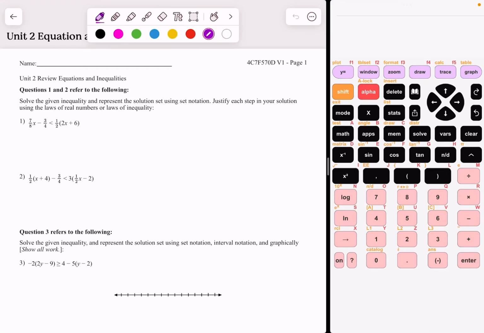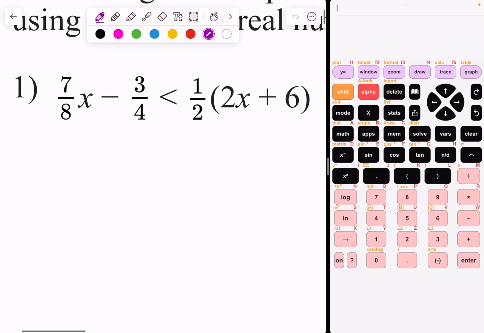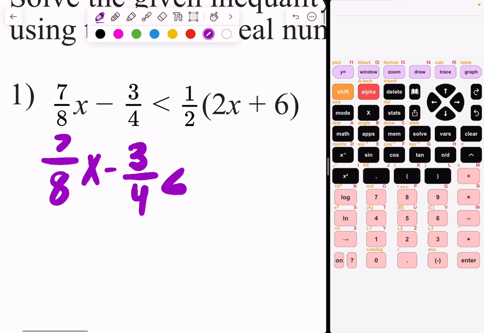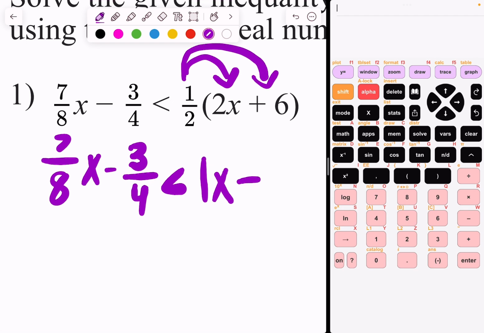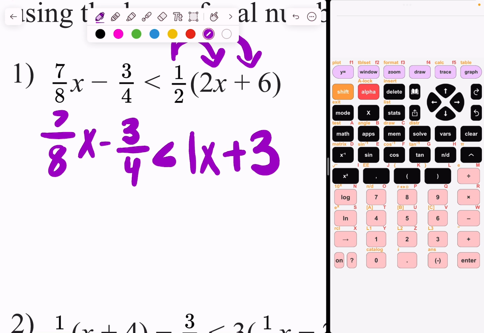Alrighty, today we are going to review for our Unit 2 test, which is on equations and inequalities. So let's look at number 1. We are going to leave the left side alone since there's only 2 terms there and they are not like terms. Then on the right side, because I see parentheses, we are going to distribute. 1/2 times 2x is just 1x, and 1/2 times 6 is 3. Remember, use the calculator because most of us do not know this off the top of our head.